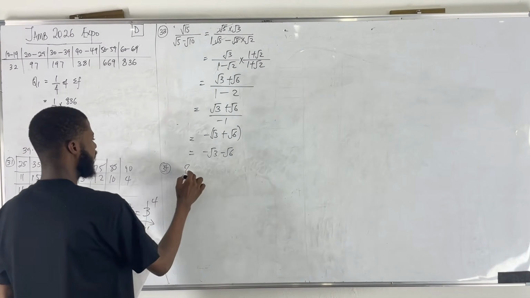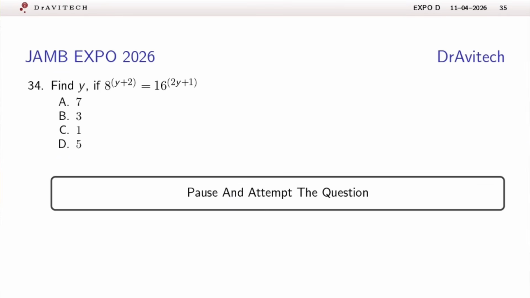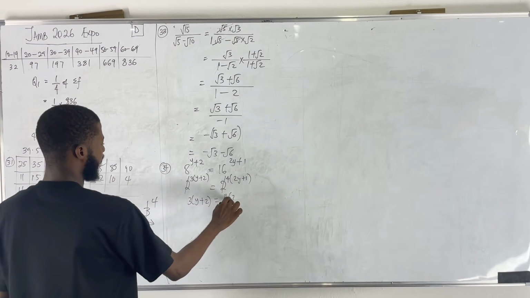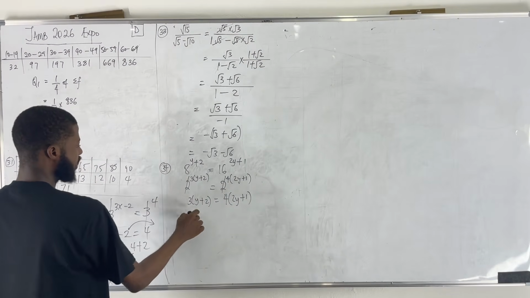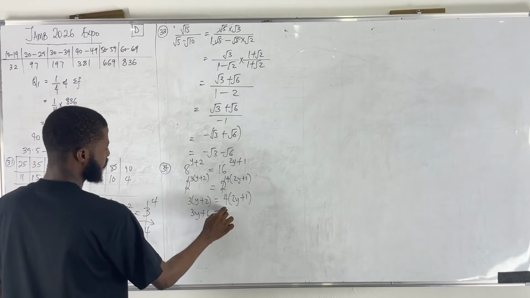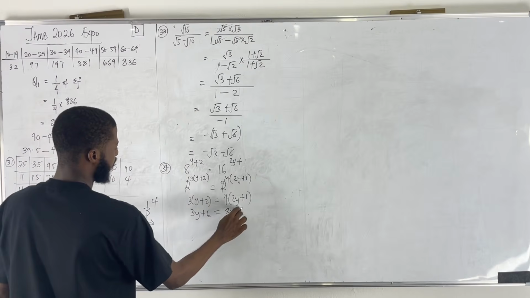So 34 is 8 to the power of y plus 2 is equal to 16 to the power of 2y plus 1. So first things first, this 8 is actually 2 to the power of 3. Then you put your y plus 2 in a bracket. 16 is 2 to the power of 4. Then you put your 2y plus 1 in a bracket. Now 2 will cancel out 2 here. What's remaining is 3 brackets y plus 2 equal 4 brackets 2y plus 1. 3 times y is 3y. 3 times 2 here is 6. Equal 4 times 2y is 8y. 4 times 1 is 4.